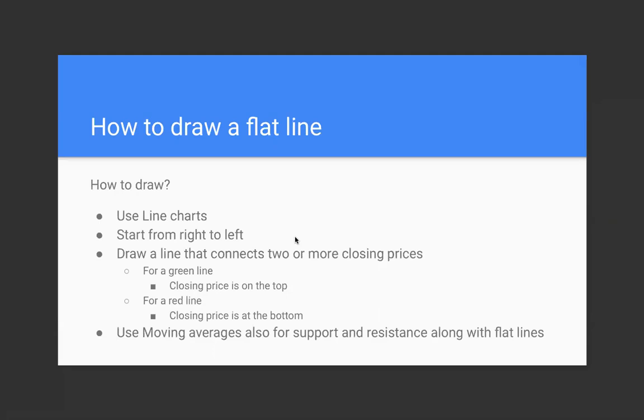Like if it's a $40 stock, within 40 to 50 cents, those kind of things, right? So for a green line, understand that whenever you have a green line, the closing price will be on the top. And for a red line, the closing price will be at the bottom.